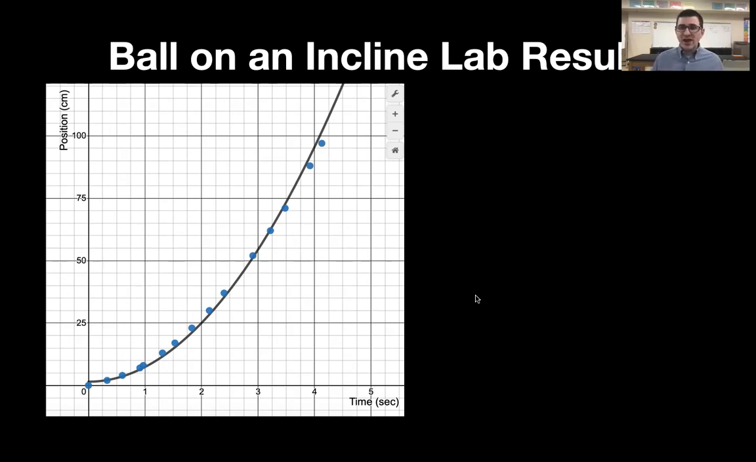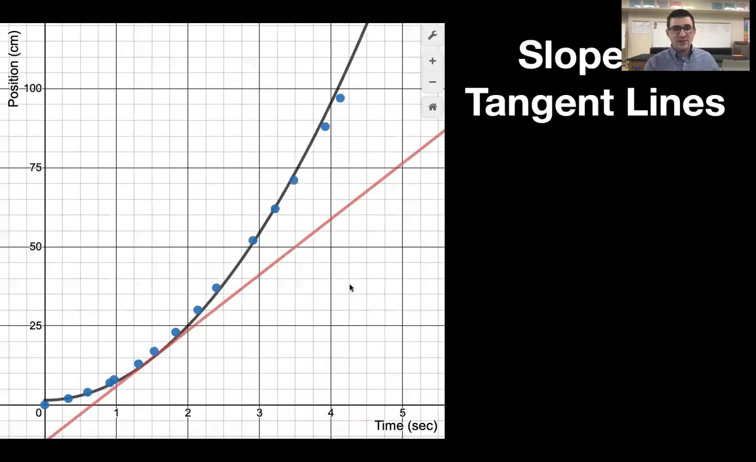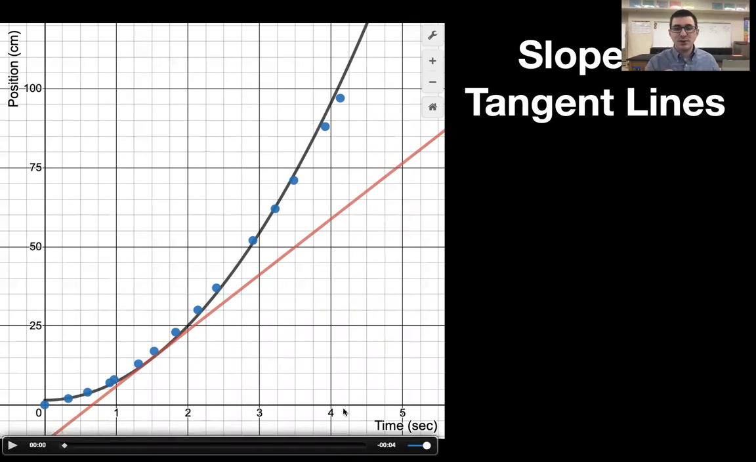In order to do that, we're going to have to draw a bunch of tangent lines. Here I have drawn a tangent line. I actually made Desmos draw me a bunch of tangent lines so we could look at it. We're going to look at what that looks like as Desmos draws them. It's going to start by drawing the tangent line at 0 seconds, and then it's going to draw the tangent line at a bunch of the other seconds too.